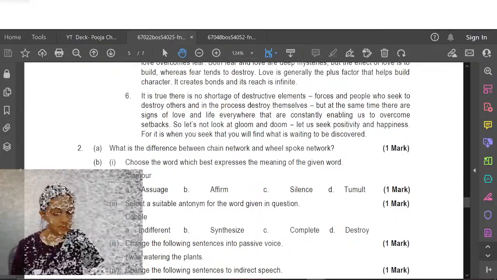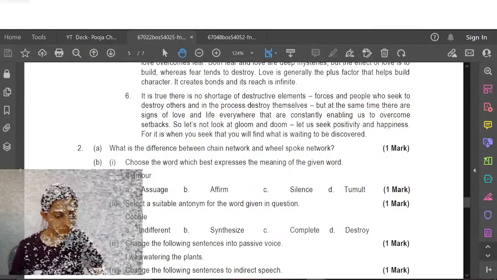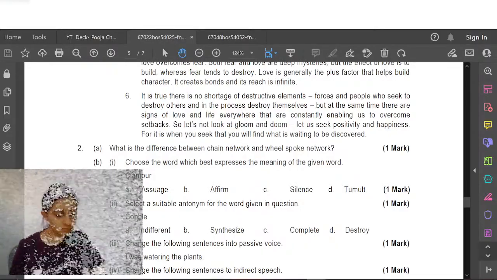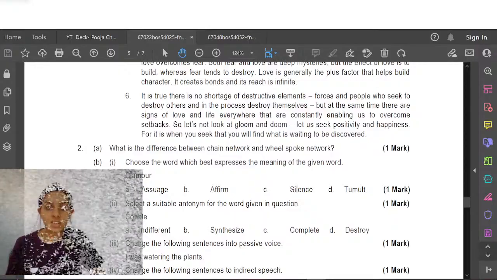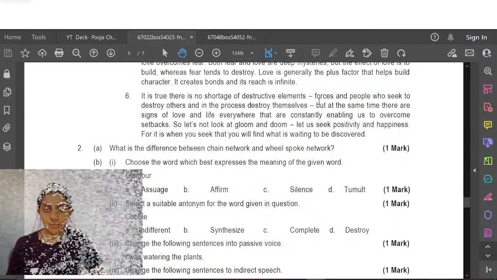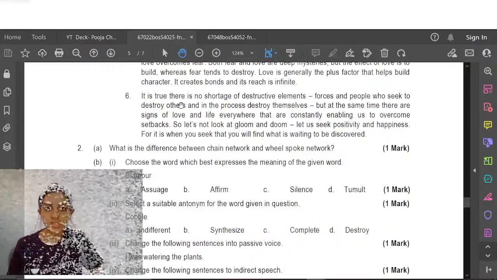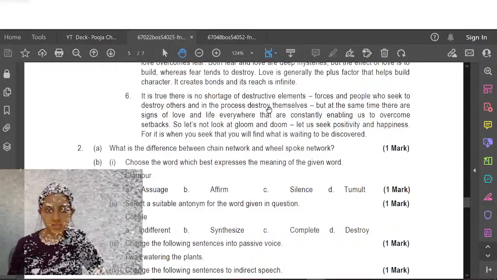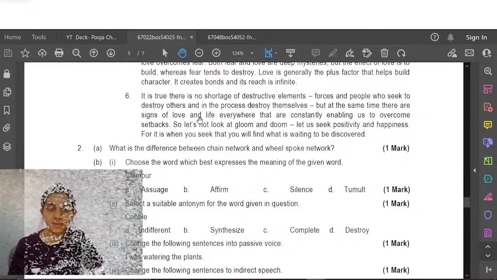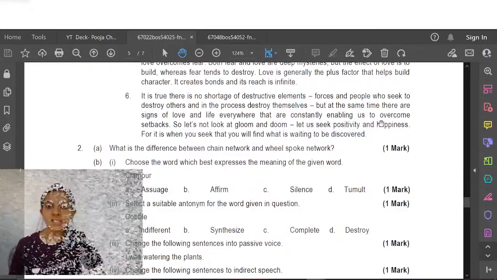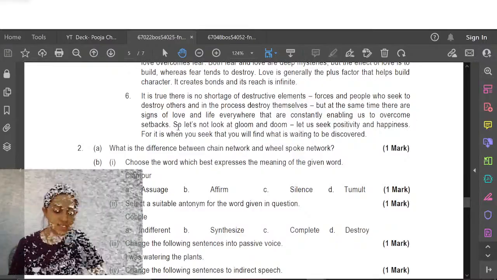Okay, coming back. It is true there is no shortage of destructive elements, forces and people who seek to destroy others and in the process of destroying themselves. But at the same time, there are signs of love and life everywhere that are constantly enabling us to overcome setbacks.